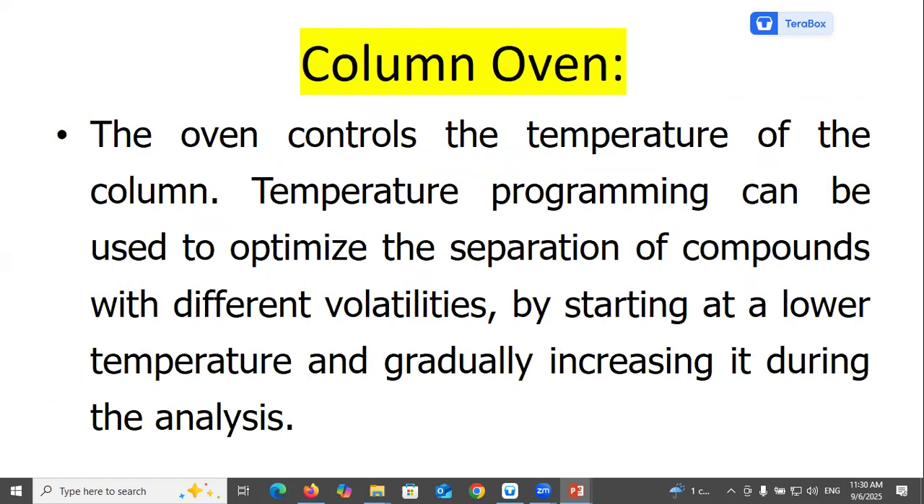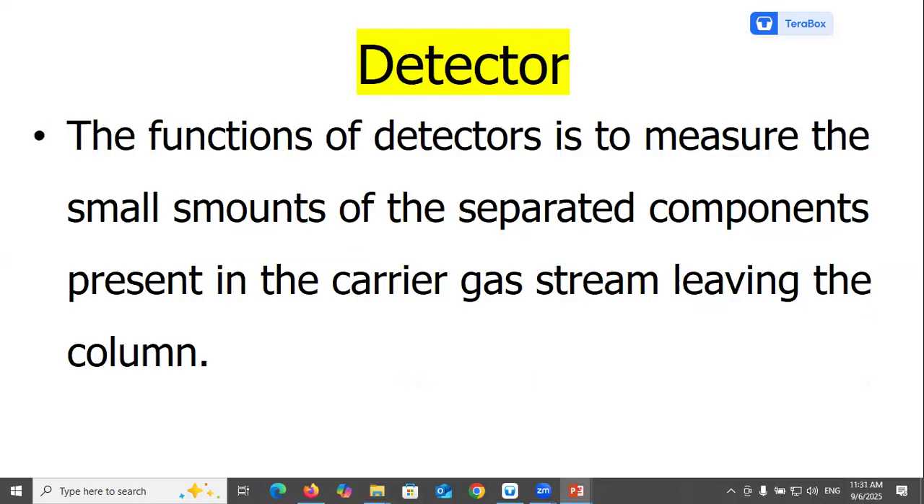Column oven. The oven controls the temperature of the column. Temperature programming can be used to optimize the separation of compounds with different volatilities by starting at a lower temperature and gradually increasing it during the analysis.